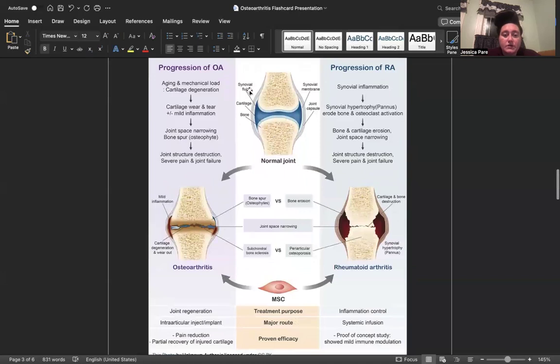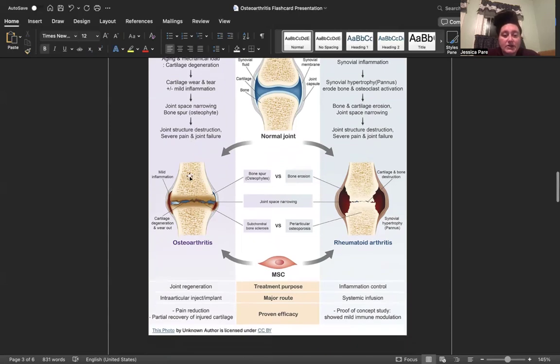So the normal joint, you have the synovial fluid, the cartilage, the bone, the synovial membrane, and the joint capsule. However, the progression of osteoarthritis, due to aging and mechanical load, you have cartilage degeneration that moves on to cartilage wear and tear that may or may not produce mild inflammation. Then you further injure to joint space narrowing, bone spurs with the osteophytes, and then as you move down, joint structure destruction, severe pain, and joint failure. Now, this is like severe osteoarthritis. So you're moving through stages as you progress through osteoarthritis.